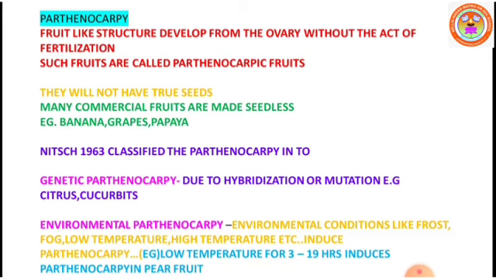So when we treat some plants with low temperature, it is possible. Low temperature for 3 to 19 hours induces parthenocarpy in pears. So pear fruit develops without seeds when treated with very low temperature for 3 to 19 hours. Hence it is called environmental parthenocarpy.